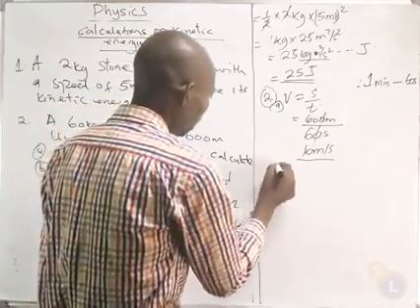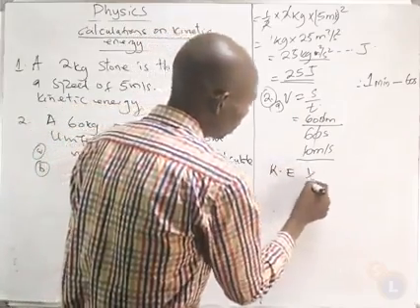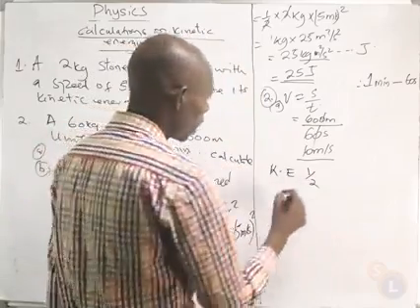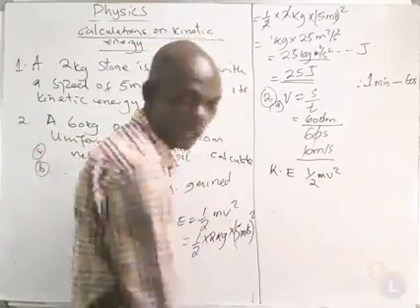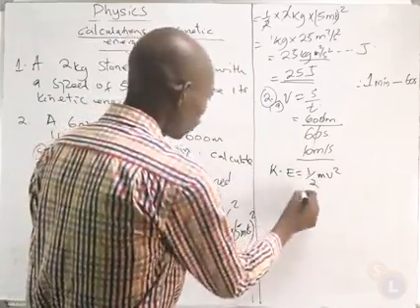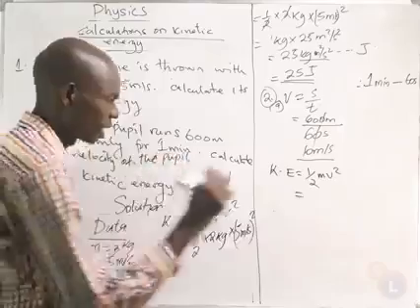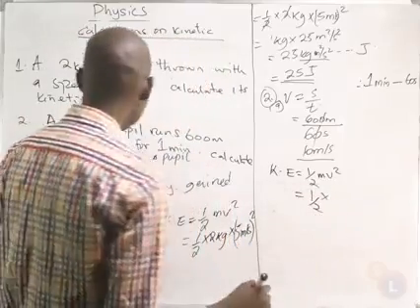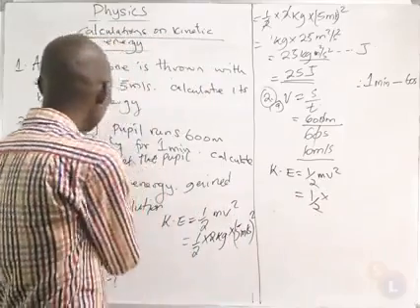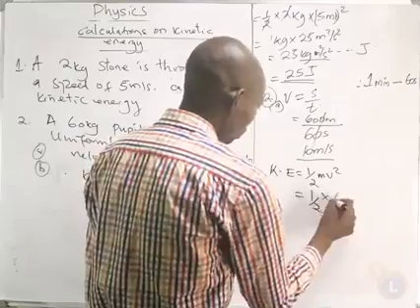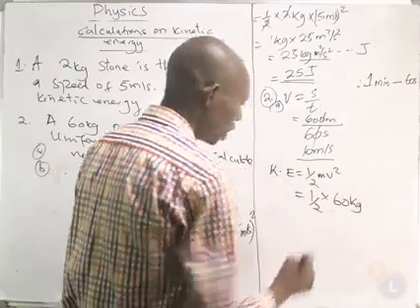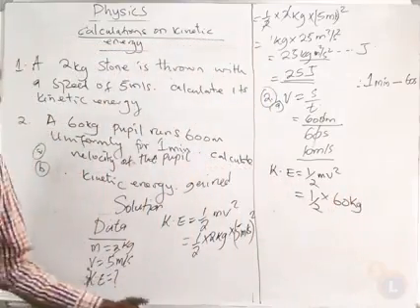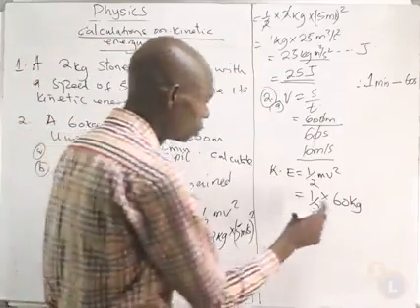Our kinetic energy will be equal to half mv squared. That formula must be mastered. You've got to know it. And then we have half, then you multiply by the mass of the object. The mass was 60 kg. This child was heavy. 60 kg is a huge person, should be a very huge person.